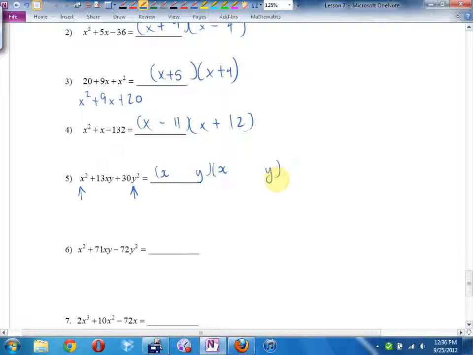We've taken care of the algebra, the variables. All we've got to do now is the numbers. I'm looking for numbers that multiply to positive 30 and add to positive 13. Positive 3, positive 10. This factors into x plus 3y, x plus 10y. An x squared at the front gives me an x on the front of each bracket. A y squared at the back gives me a y at the end of each bracket.